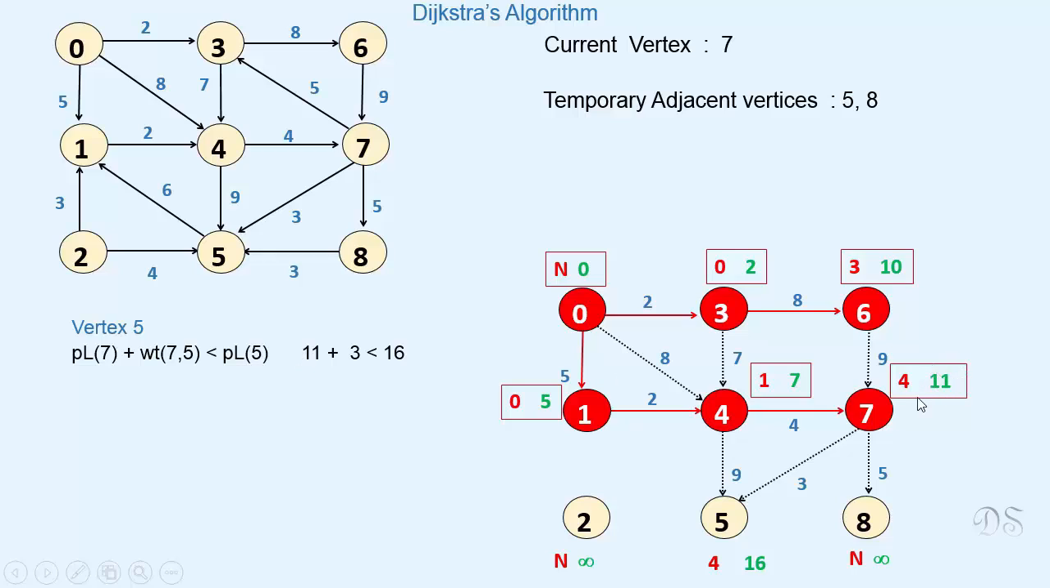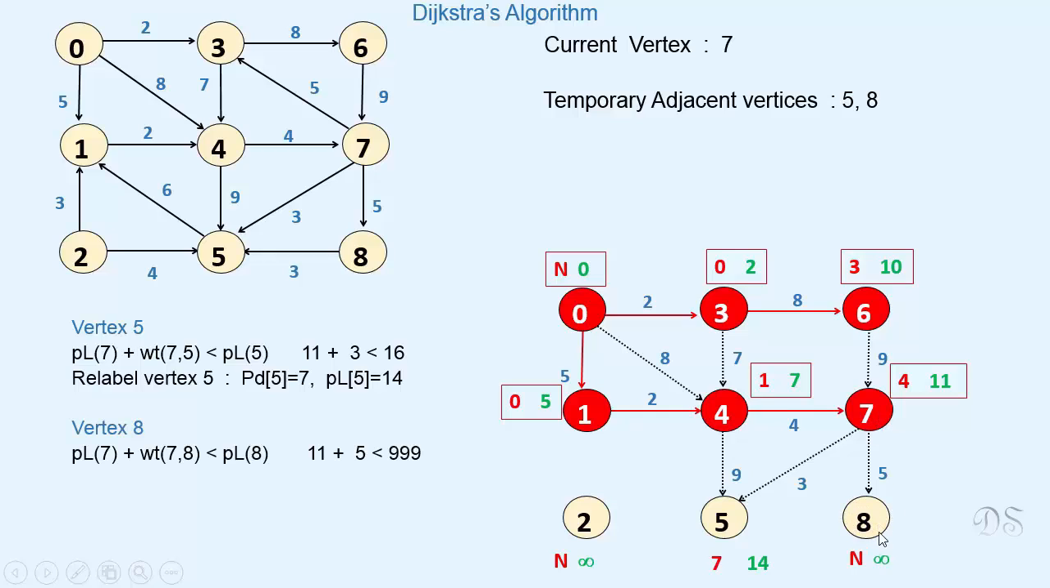Now path length of vertex 7 plus weight on this edge is less than path length of vertex 5. This means that we have got a shorter path. Till now, the shortest path that we knew from vertex 0 to vertex 5 was this. It was of length 16. Now using this vertex 7, we got this path which is of length 14. So we'll relabel this vertex 5. Now its path length is 14 and its predecessor is 7. Now we come to this vertex 8. Its path length is infinity, so it will definitely be relabeled.